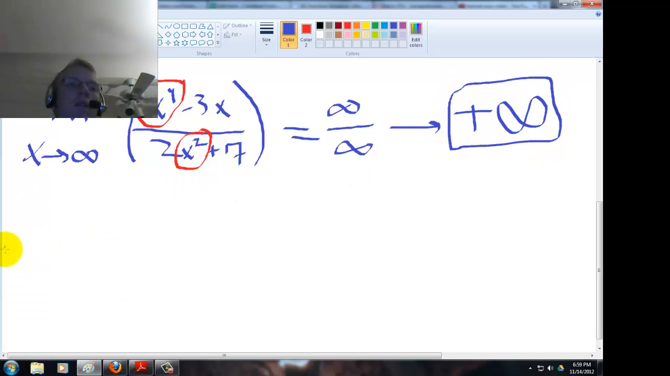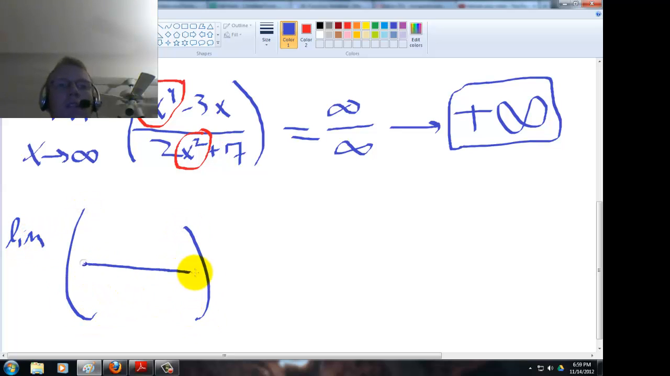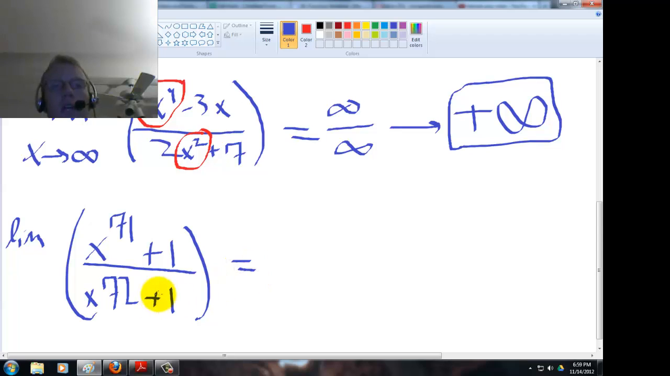Okay, next example, still the limit. Let's try something fun. x to the 71st plus 1 over x to the 72nd plus 1. Okay, when you have infinity to the 71st power, adding 1 doesn't make an ounce of difference, right? So those don't really matter at all.